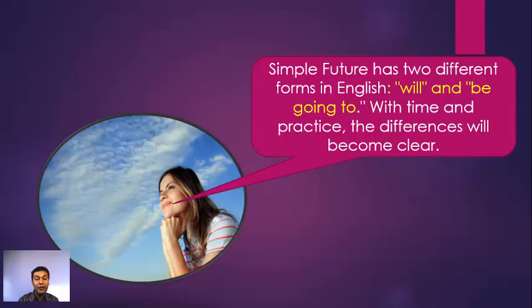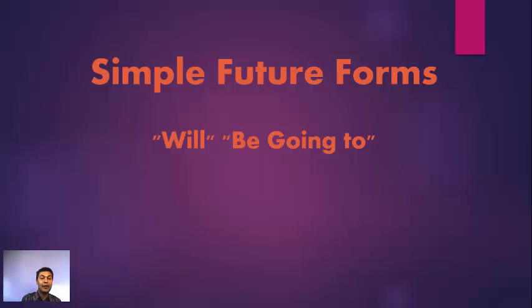we're going to give her some ideas, or a briefing, about the forms of the future: will and be going to. Will and be going to are two forms that are used for the future. Let's start with will.